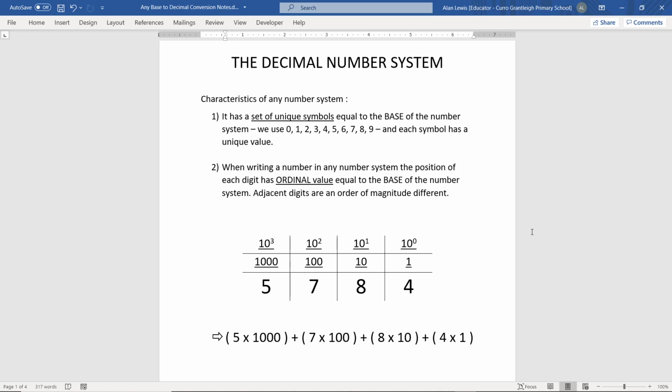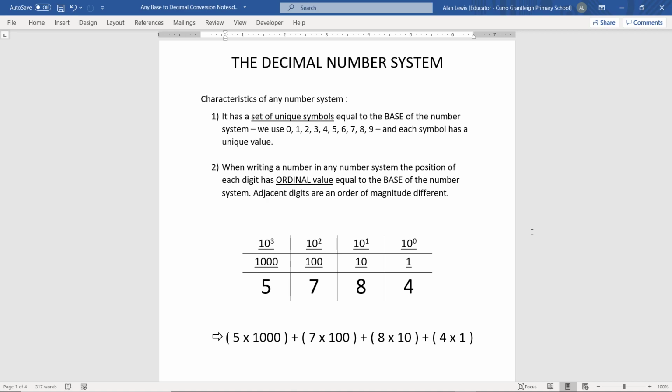Today we're going to start off working through lesson number 2, and lesson number 2 has to do with number systems. We use the decimal number system. Decimal obviously because it is in base 10.